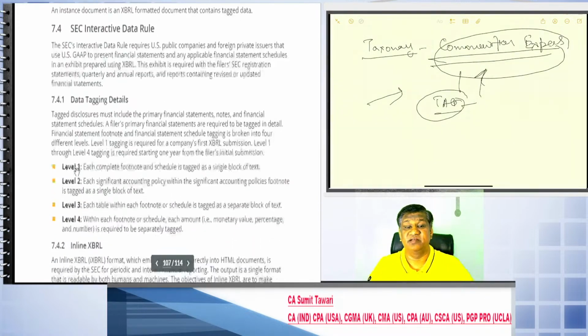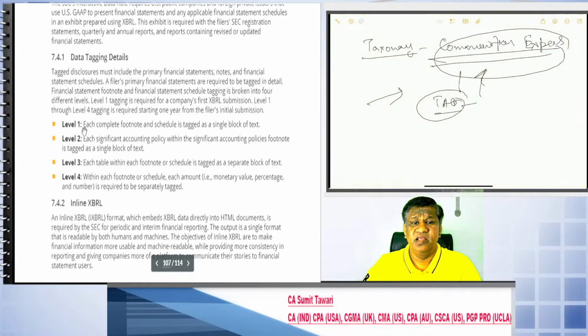Then data tagging details. Okay. So level 1, each complete footnote and schedule is tagged in a single block of text. Okay. So means whatever may be some expenses, okay, so that we need to fit in a single block. Then each significant accounting policy within the significant accounting policy footnote is tagged in a single block of text. Then each table within each footnote or schedule is tagged in a separate block of text, and within each footnote or schedule, each amount, that is monetary value, is required to be separately tagged.